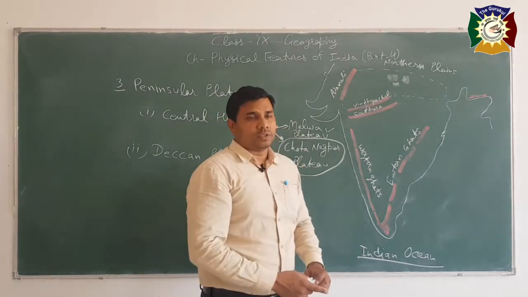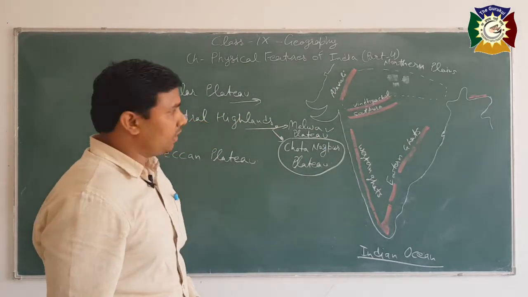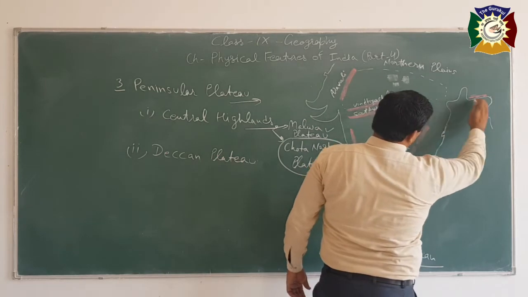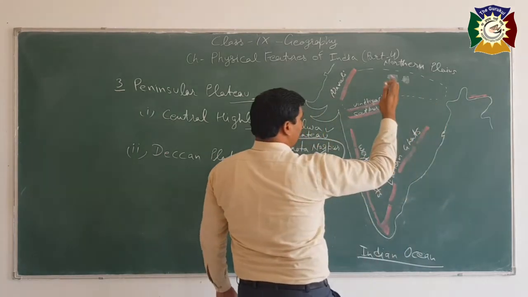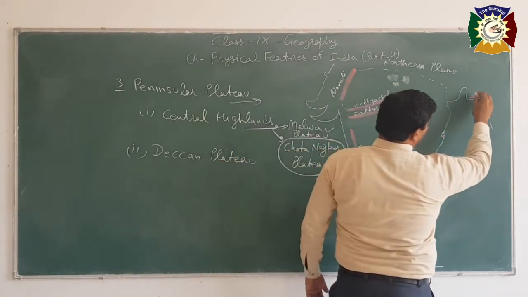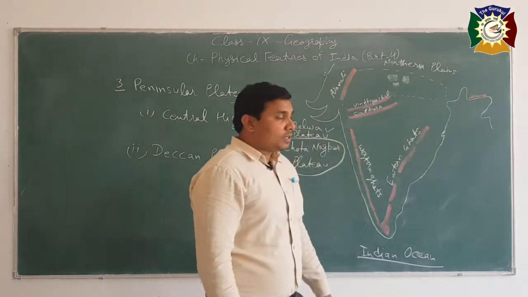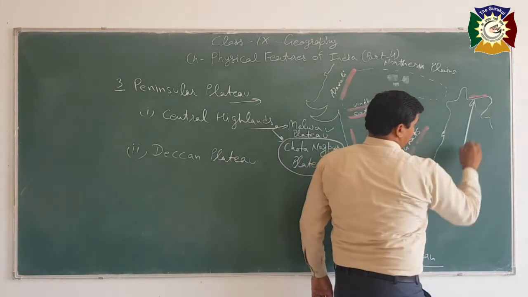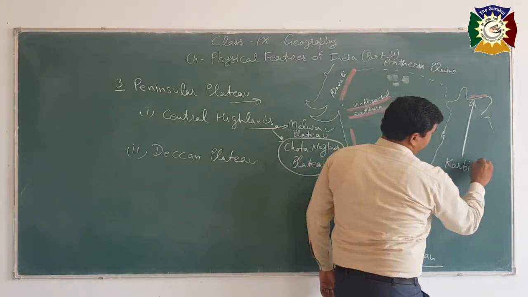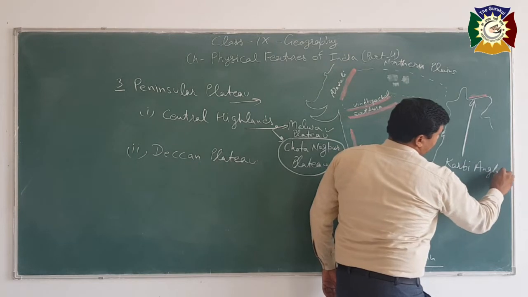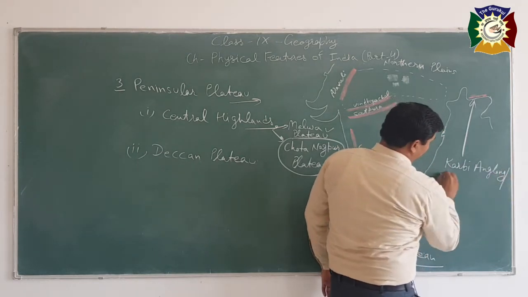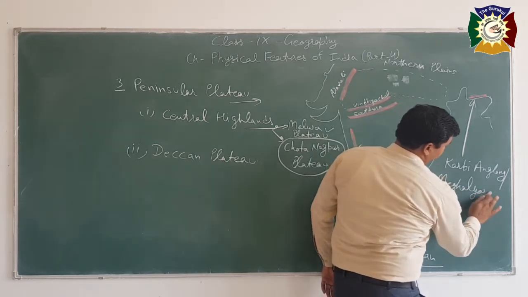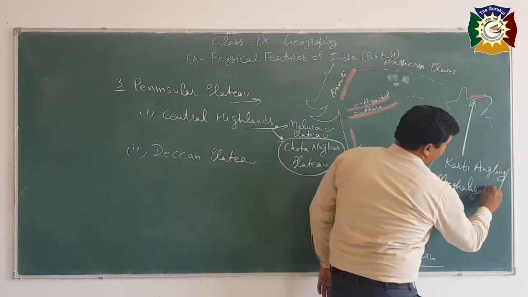One more feature about this central highland, as we can see, there is also an extension of this central highlands, or we can say this Peninsular Plateau also extends till here in Meghalaya. But here it is known as the Karbi Anglong or Meghalaya plateau.